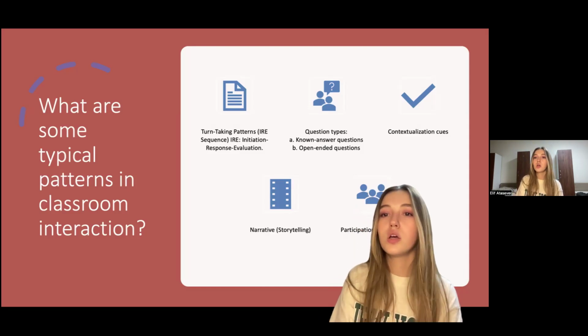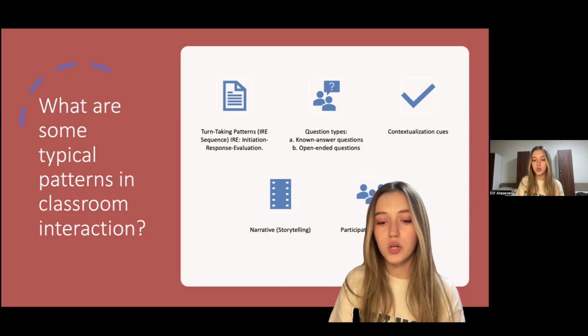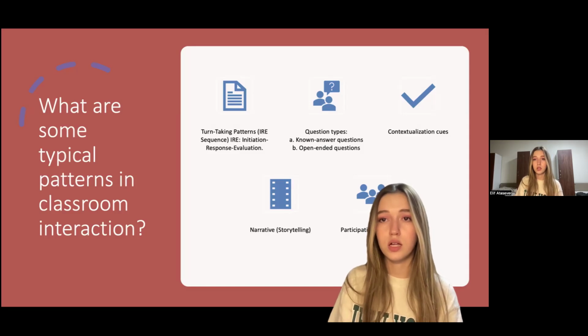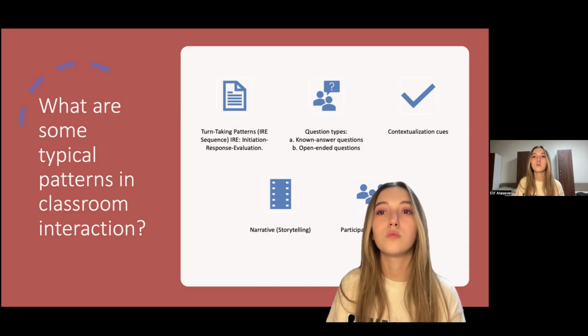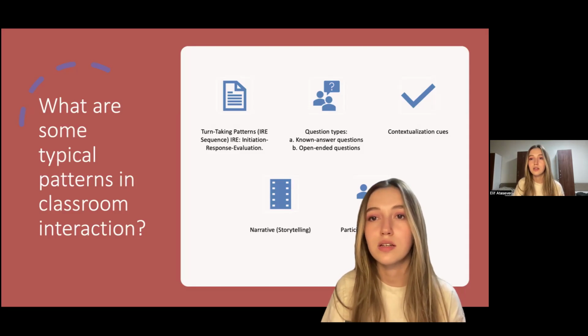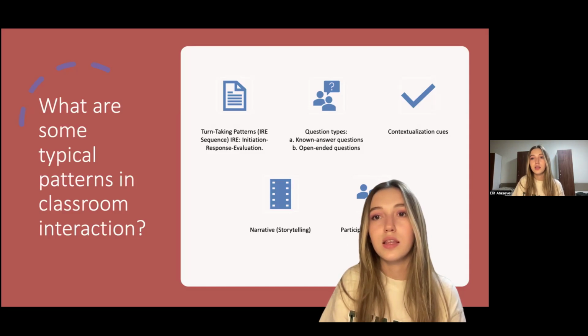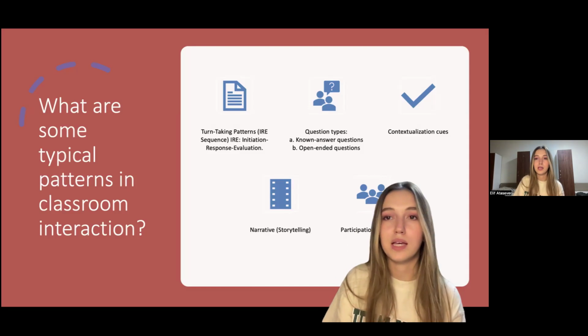And now we have contextualization cues. So these are non-linguistic signals such as tone, volume, pitch, and intonation. And then we have narrative storytelling. So teachers will talk about a content with storytelling techniques maybe, making it more interesting for the students, and then evaluate the content with storytelling basically.